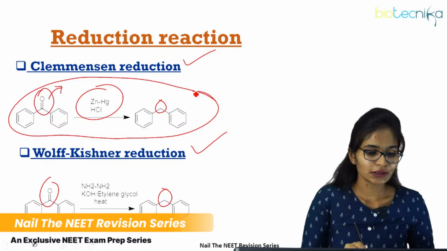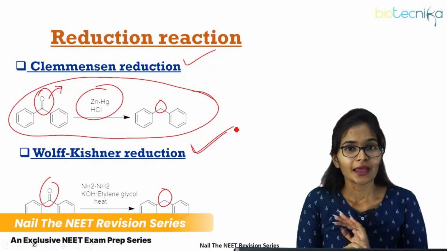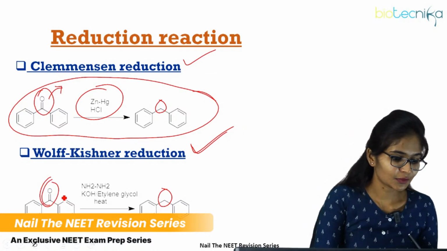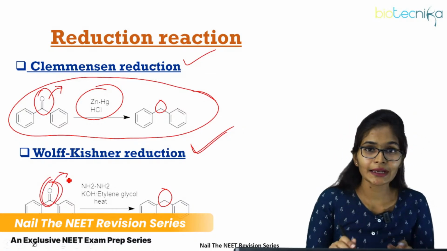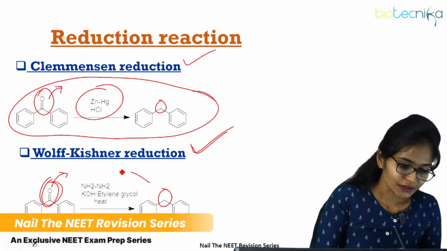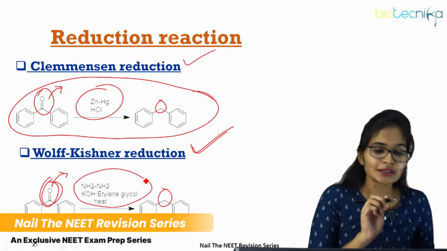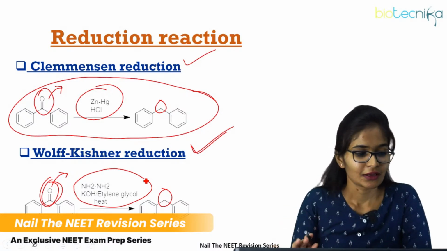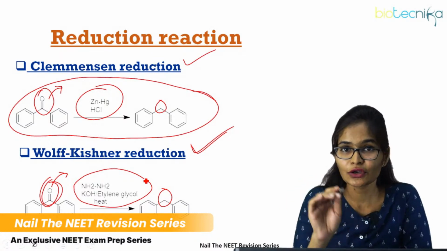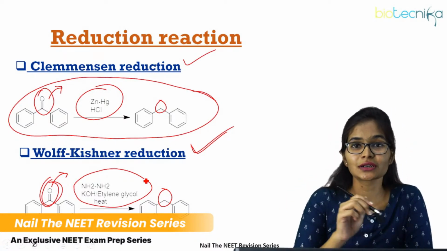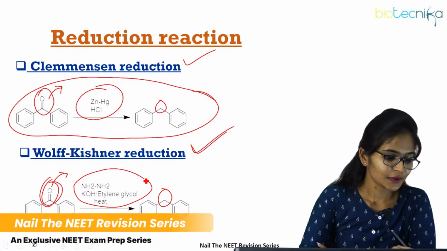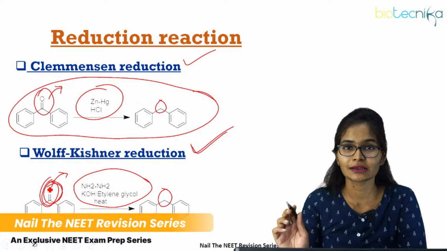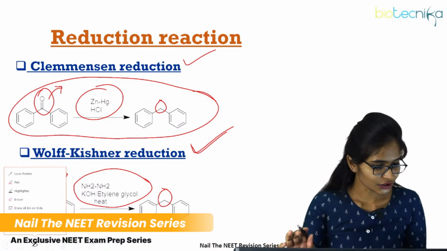Now coming to the next reaction, the Wolff-Kishner reduction. Everything is one and the same: you are reducing the same carbonyl carbon, removing the oxygen and adding the hydrogen. But the reagent is hydrazine in KOH and ethylene glycol. You just have to heat and you will get your reduced product. So in Clemmensen reduction you use zinc amalgam in HCl, but in Wolff-Kishner reduction the carbonyl group is reduced to CH2 in the presence of hydrazine in KOH and ethylene glycol. This is the reduction reaction.